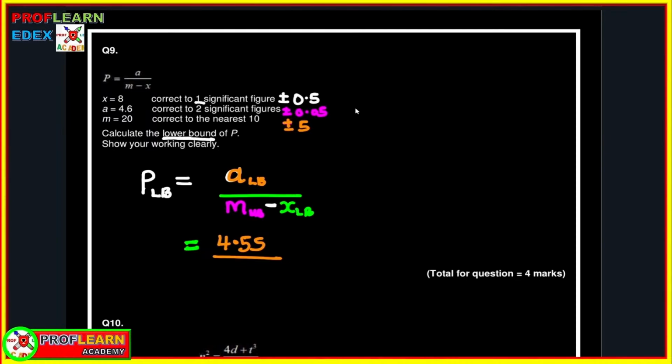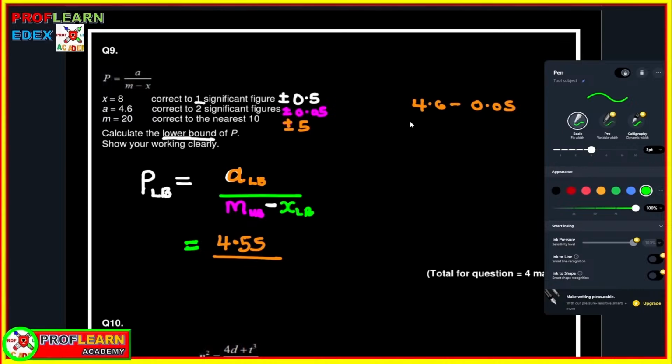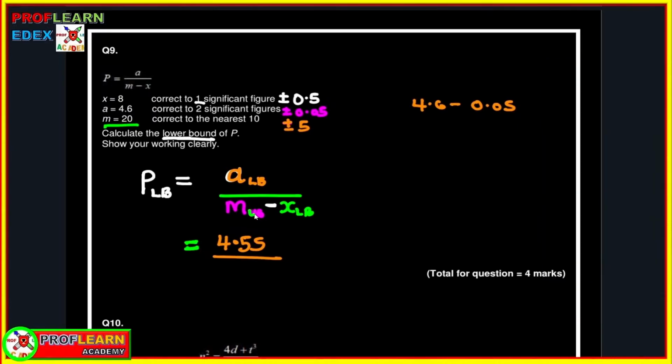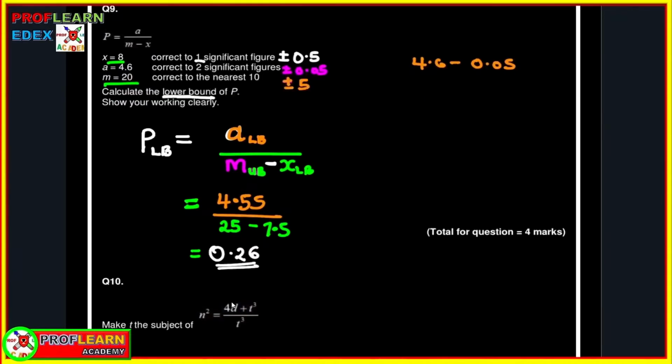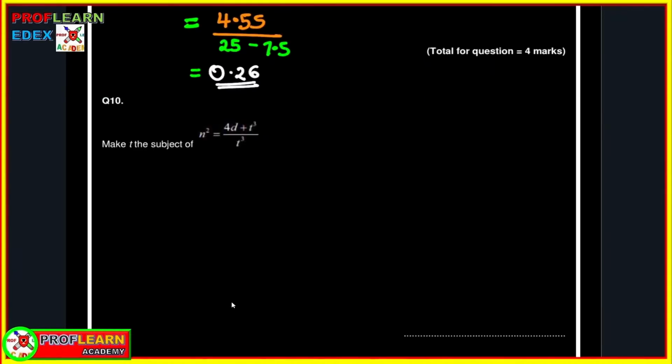Then the upper bound of m, we are going to add 5, becomes 25, minus the lower bound of x is going to be 8 minus 0.5. So that is going to give us 7.5. So if you work it out, you are going to get your answer, nothing other than 0.26 as our final answer. All right, so we have already done a question to do with making such issue that.